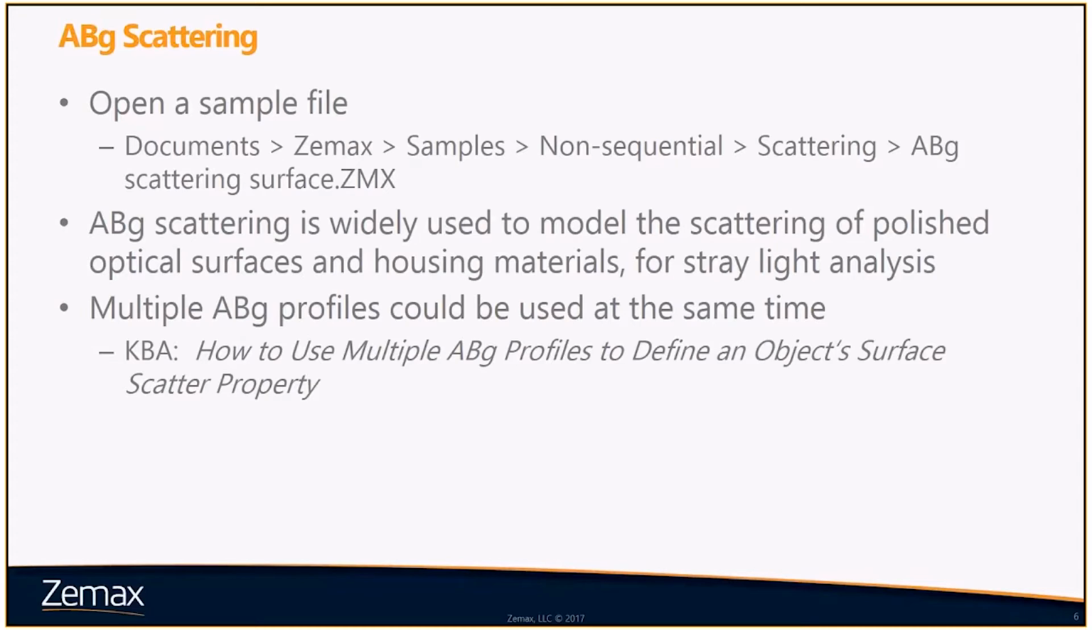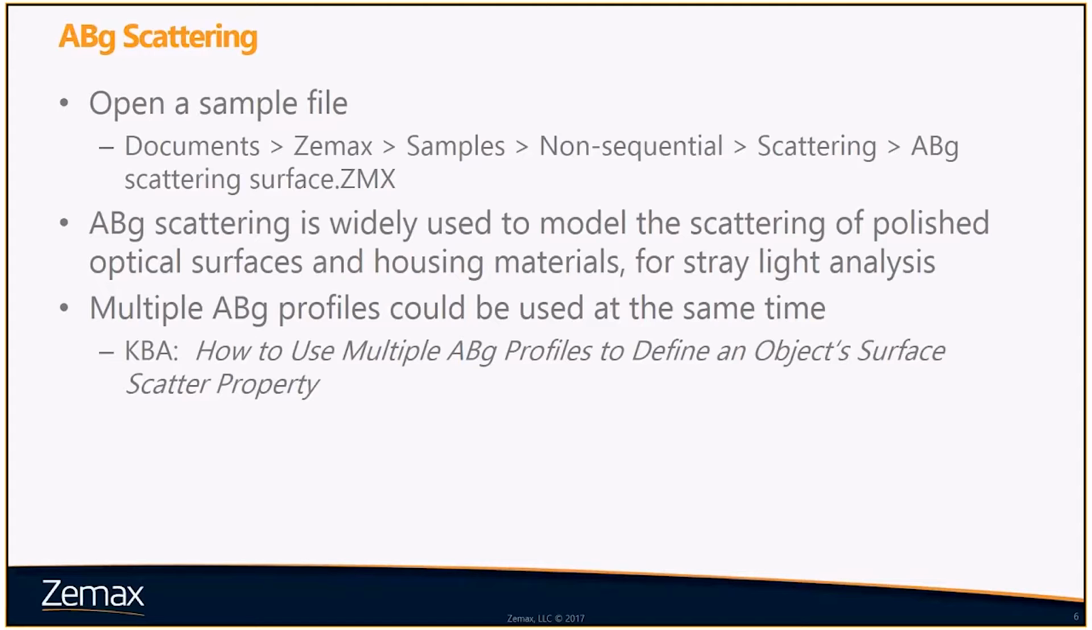As an example, we do have an ABg scatter system, and this is found in your My Documents ZMax samples folder under non-sequential scattering, ABg scattering surface. So again, ABg scatter is often used to model polished optical surfaces and housing materials. ABg is usually a representation of scattering that's a close estimate. It's not necessarily measured data, but more used as a fit to measured data.